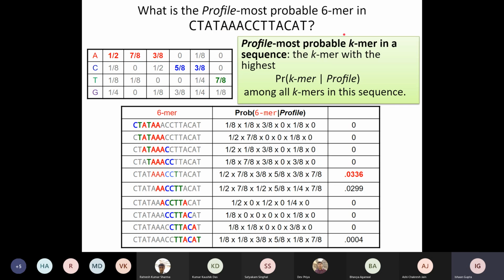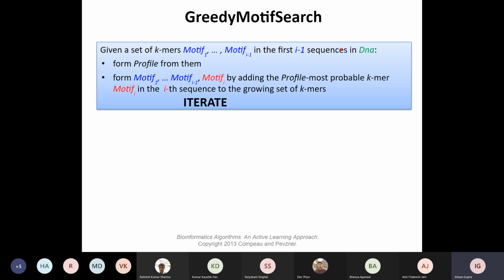All right. So far, I told you that given a set of k-mers, you can come up with a profile. And now I'm telling you that given a profile and a DNA string, you can come up with a k-mer, which is called the profile most probable k-mer, in the sequence that you've been given.